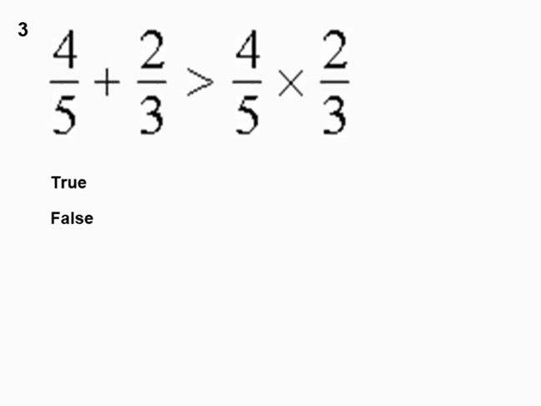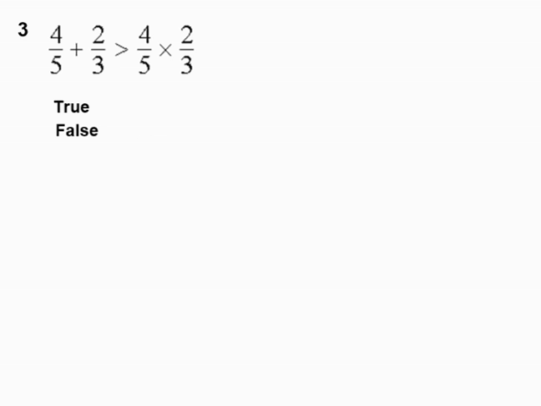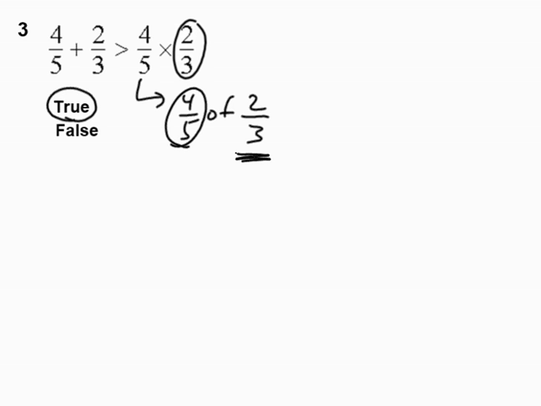Question number 3. Is 4/5 plus 2/3 greater than 4/5 times 2/3? And the answer is going to be true, and I'll explain why. When you start with 2/3 and you say 4/5 of 2/3, if you translate the multiplication of those two fractions into the word of, we know that we are getting less than 2/3. So 4/5 of 2/3 is going to be less than 2/3, right? If we think about the meaning of that multiplication.